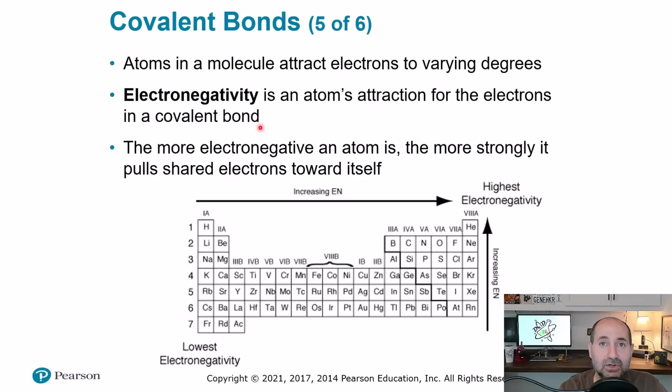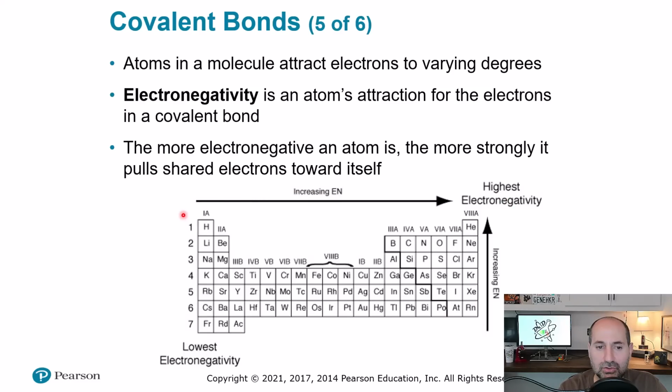Some atoms are more attracted to the electrons. They pull the electrons closer to them, and some are less so, and so they do not pull electrons closer to them. The more electronegative an atom is, the more strongly it pulls shared electrons towards itself. And look at the periodic table of elements right here at the bottom. Take a look at this.